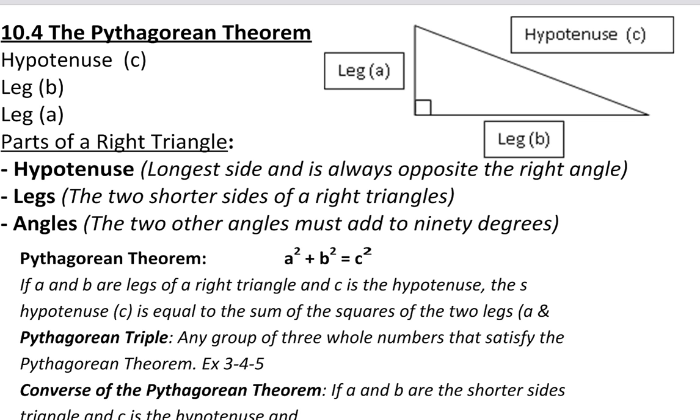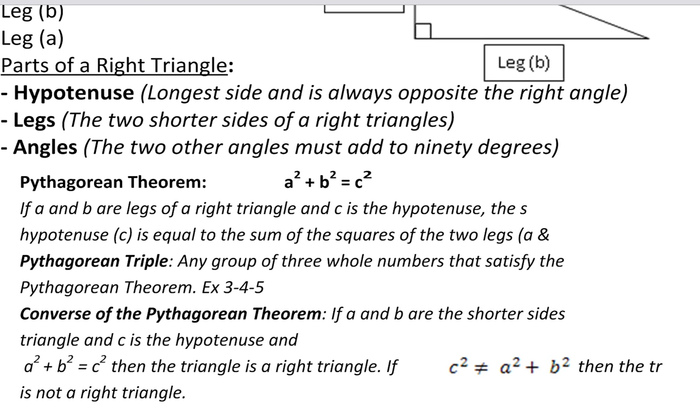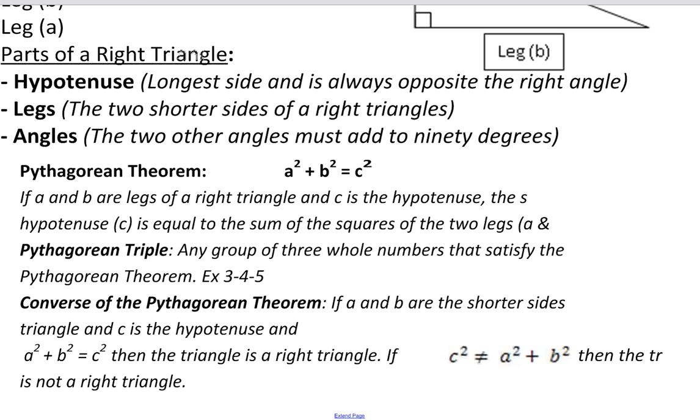And the Pythagorean theorem states that if a triangle is a right triangle, then a squared plus b squared is equal to c squared. A Pythagorean triple is any set of whole number values that satisfies the Pythagorean theorem. And the converse says that if you have three numbers that satisfy the Pythagorean theorem, then you have a right triangle. And if you have three numbers that do not satisfy it, it is not a right triangle.